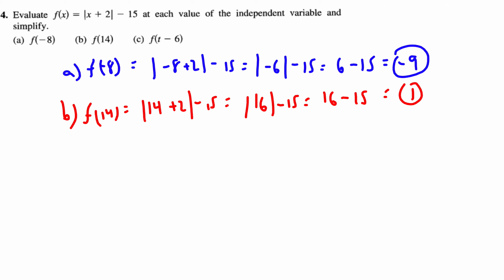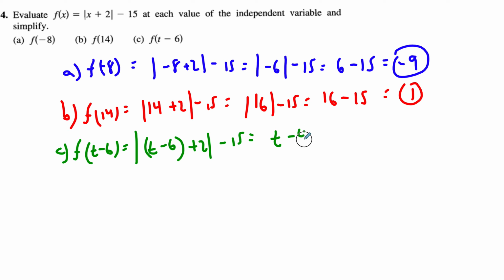That's it. Now this last one, because it's f of t minus 6, is going to have a variable for an answer. You just want to simplify it as much as you can. So this is going to be t minus 6, and if you're not sure, you can put it in parentheses. In this case, it turns out it doesn't matter, right? t minus 6 plus 2 is the same as t minus 4. Take the absolute value. And actually, we are done, because that's as far as you can take it. Don't forget, we are taking the absolute value of that. Notice how t is still there.